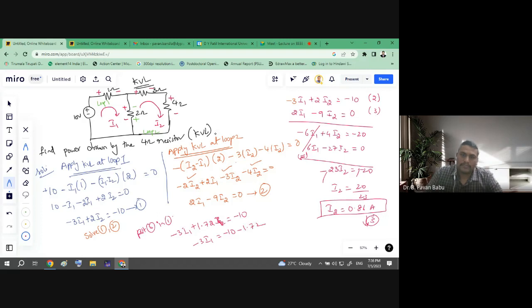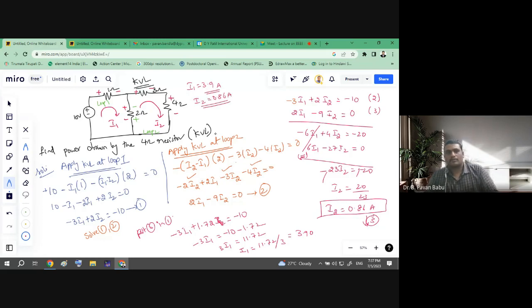So all the minus signs get cancelled. 3 I1 equal to 11.72, right? Okay, so I1 equal to 11.72 by 3. So it becomes 3.9 amps. So I'll write it here: I1 equal to 3.9 amps and I2 is 0.86 amps.